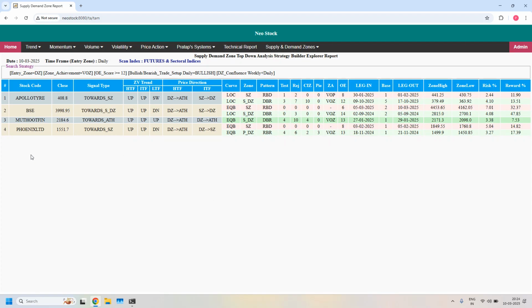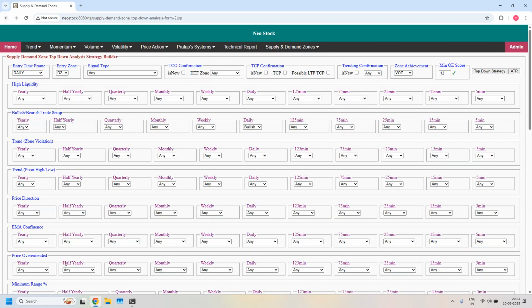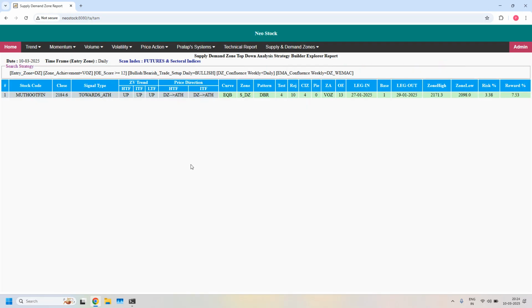We can further filter this based on EMA confluence. In the EMA confluence, not daily, weekly EMA, because the daily zone is part of the weekly zone. So we are checking the weekly demand zone having weekly EMA confluence. So one stock is filtered. This is a more high probability trade setup, supported by demand zone and zone confluence.